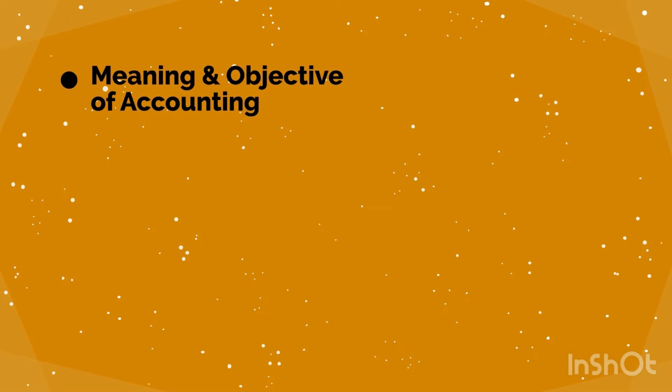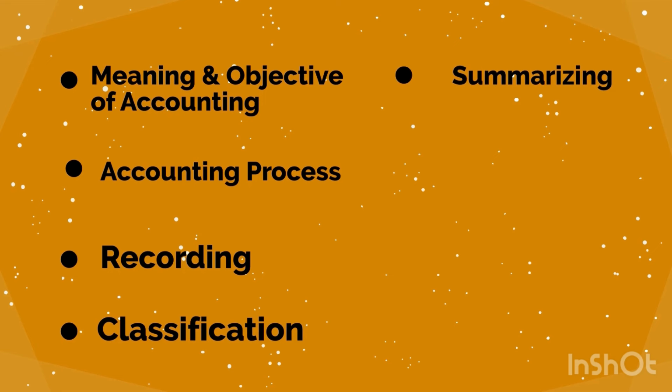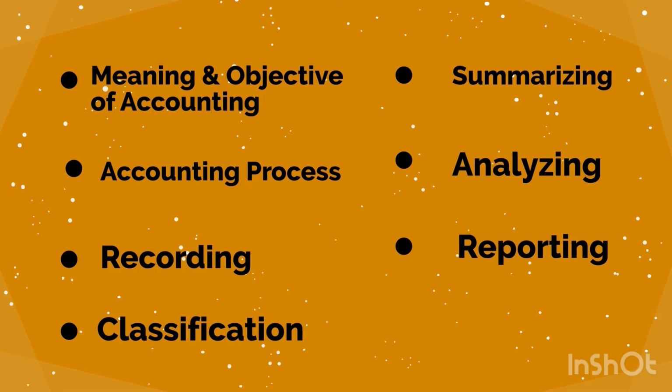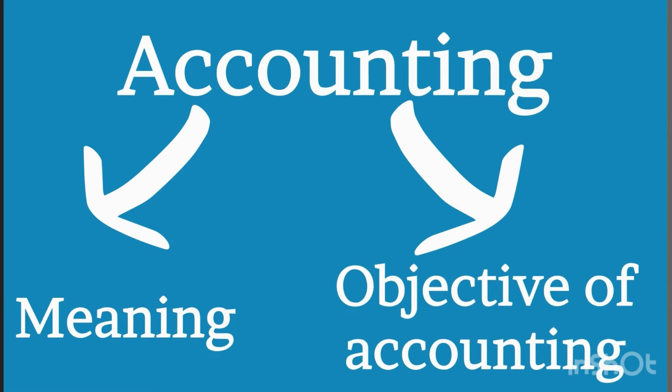1. Meaning and objective of accounting. 2. Accounting process. 3. Recording. 4. Classification. 5. Summarizing. 6. Analyzing. 7. Reporting. So, let's begin with meaning and objective of accounting.